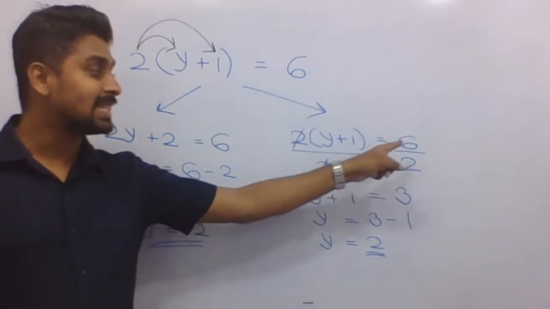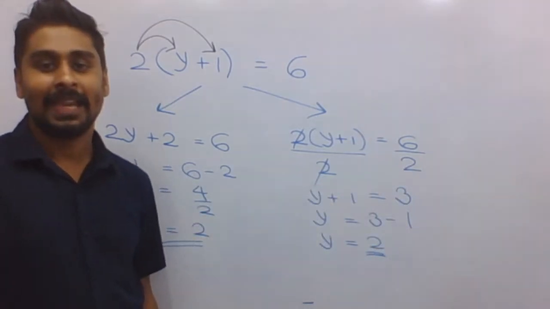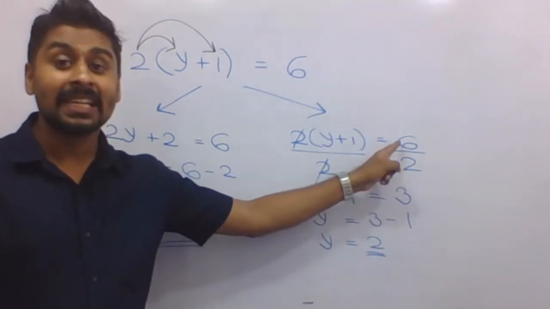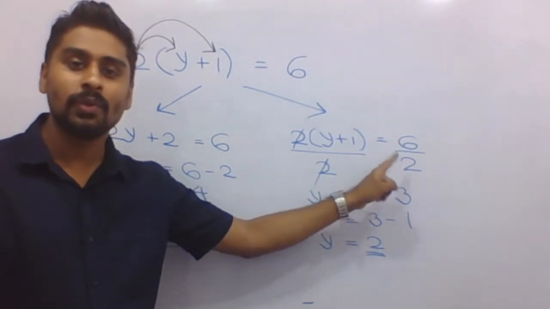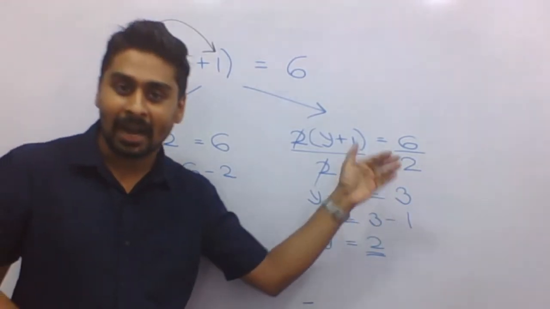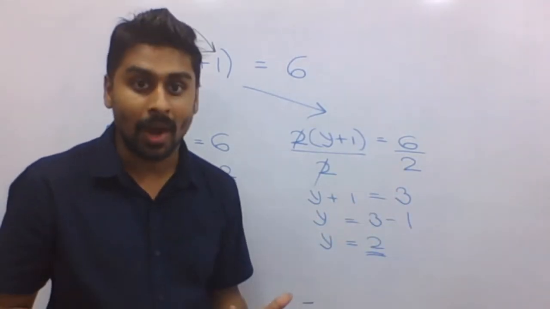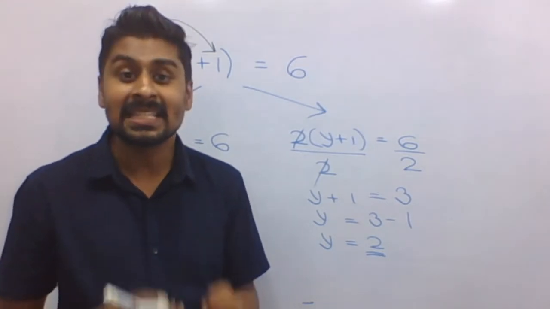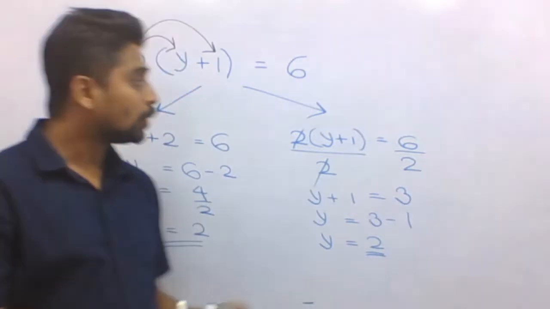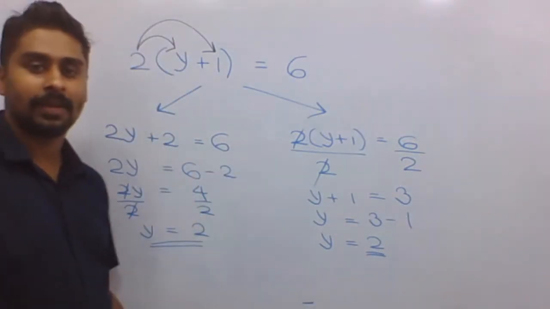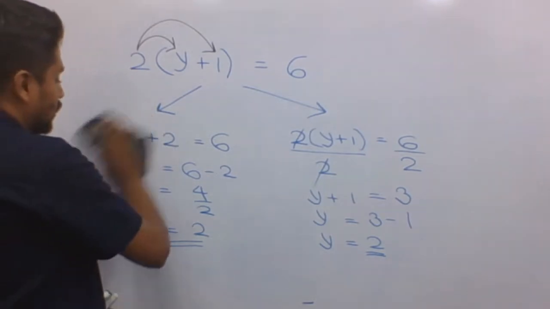We could do it here because this 6 actually divides by 2 and gives 3. If it doesn't divide, think that this were 7. Can you divide 7 by 2? No. Then you have to keep it as a fraction and continue as a fraction. So that's why it can be done that way too, but you have to select the easiest method, no? Now for this question both methods are possible. Then let's do another question.